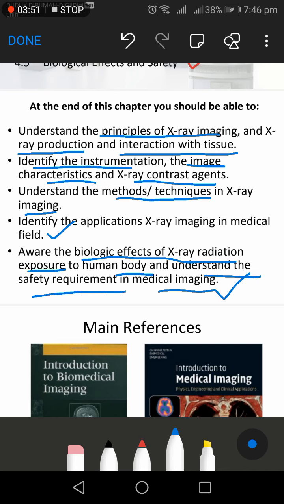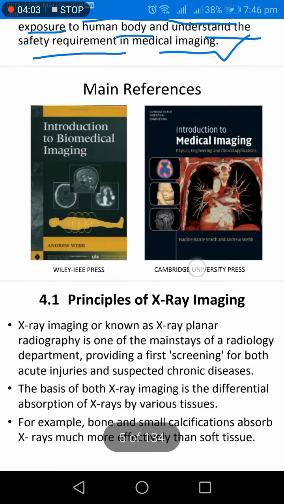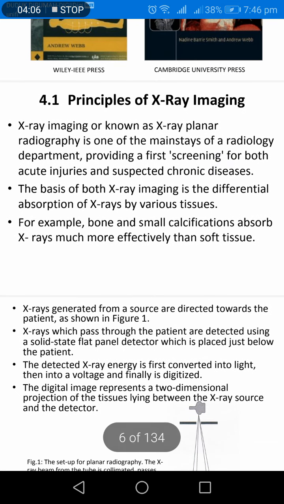Alright, before that, these two books are the main references, so you can borrow them from our library. So let's start our lecture on principles of X-ray imaging.